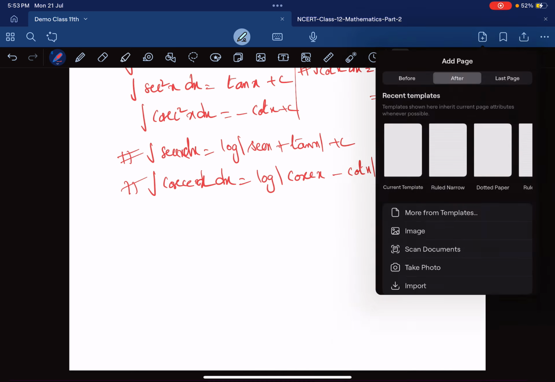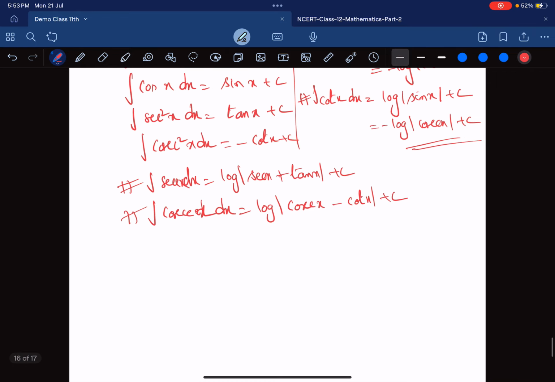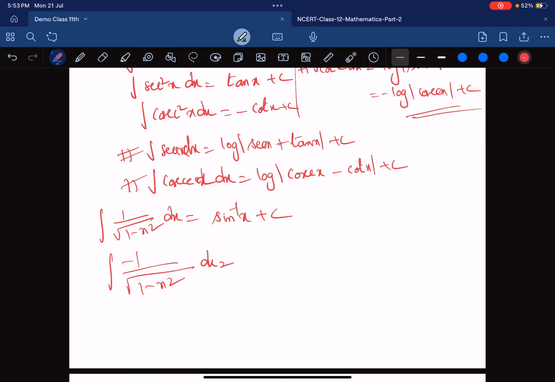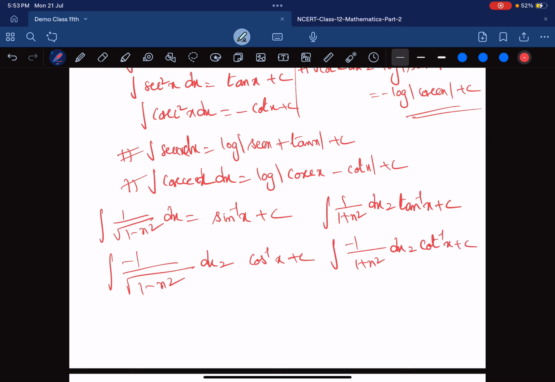Now we'll go for inverse trigonometry based formulas. Integration of 1 by root of 1 minus x square dx is sine inverse x plus c. Integration of minus 1 upon root of 1 minus x square dx is cos inverse x plus c. Integration of 1 by 1 plus x square dx is equal to tan inverse x plus c. Integration of minus 1 by 1 plus x square dx is equal to cot inverse x plus c.